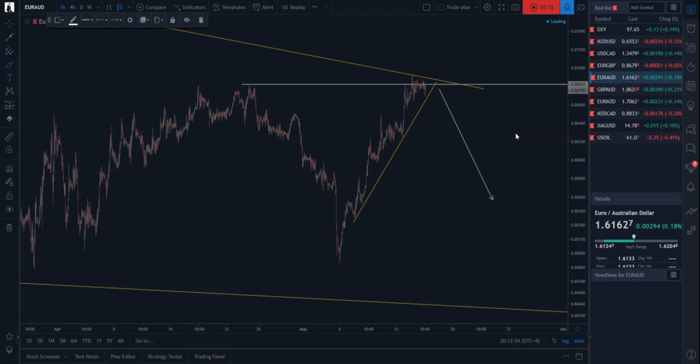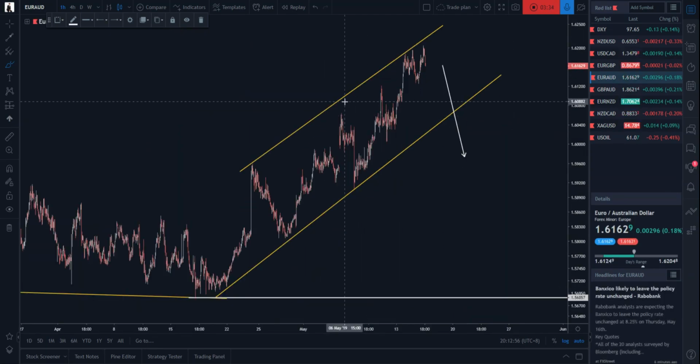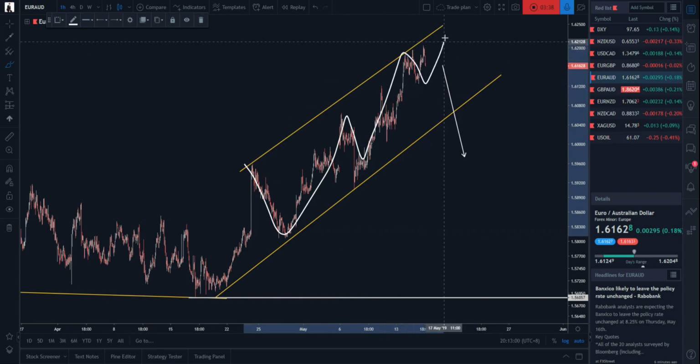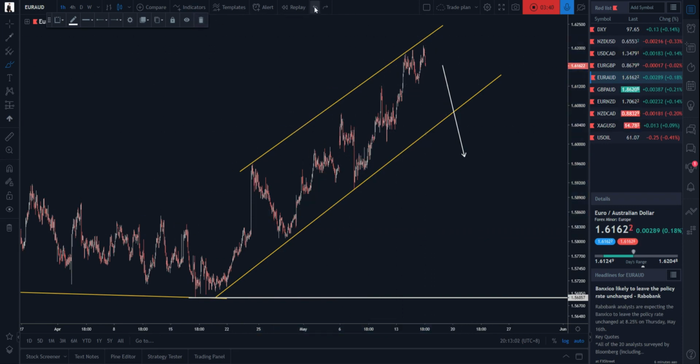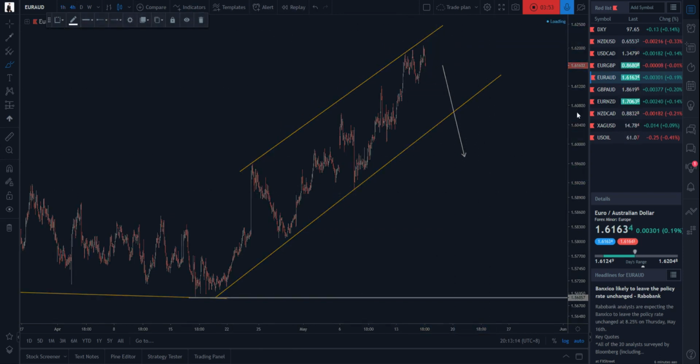Euro Aussie, it has been climbing up, but if you look at this as a whole, it's pretty corrective, and right now we are at the top. So if at the top it does this pattern, it again gives us a sell trade to the downside. So Euro Aussie, structurally nothing changed.